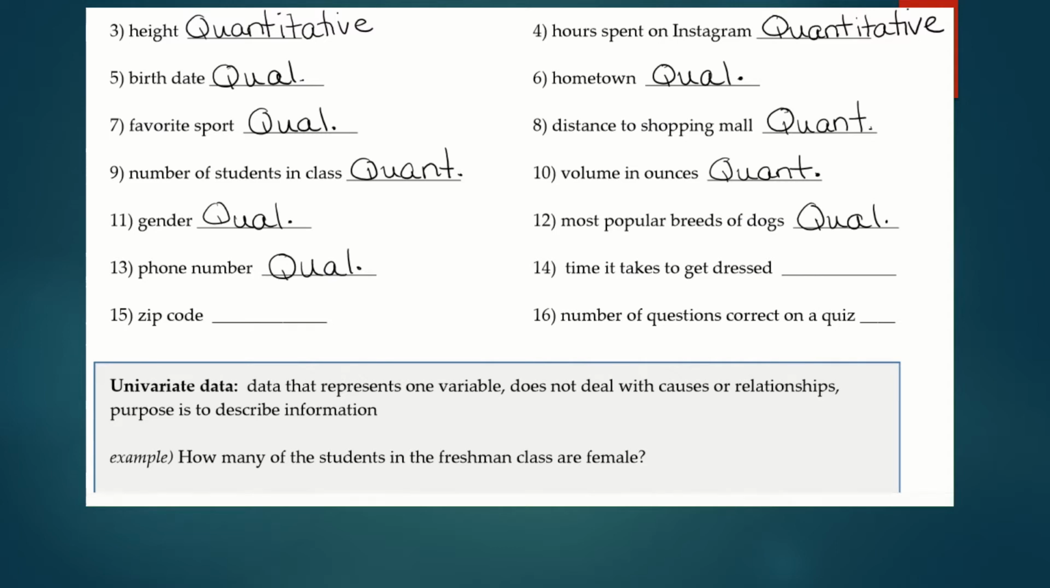Time it takes to get dressed. This is quantitative data. We can measure this. It might take some people 5 minutes. It might take some people 10 minutes. So time it takes to get dressed is quantitative or measurable data. Zip code. Zip code, again, don't get confused. Even though there's numbers associated with a zip code, they're not measurable values. So zip code is categorical data or qualitative data. And then last but not least, number of questions correct on a quiz. This is quantitative data. I got 5 questions correct. Someone else got 10 questions correct. This is measurable data. All right, so let's keep going.